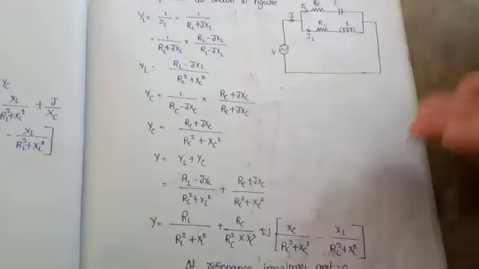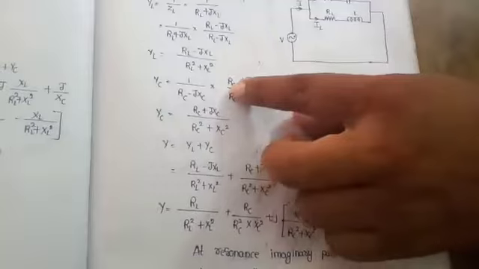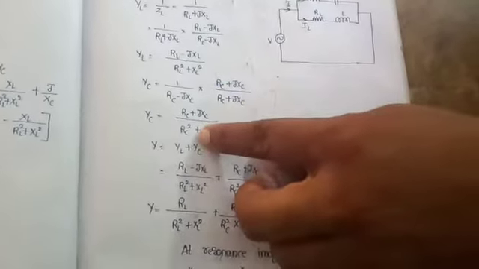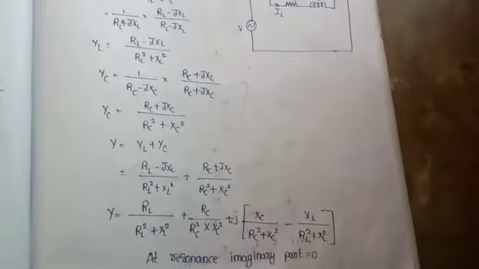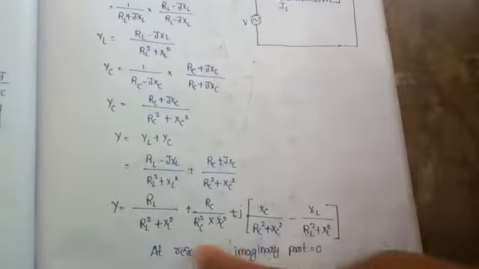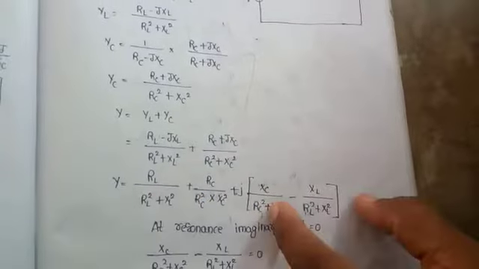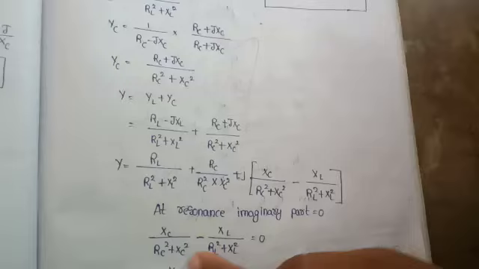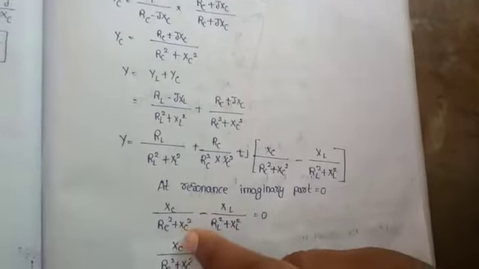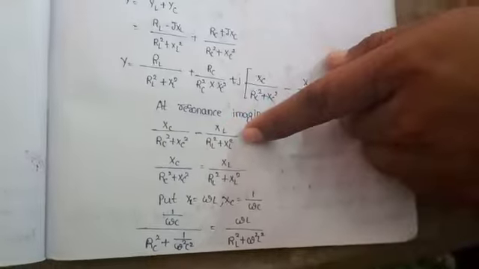In a similar manner, YC equals 1 by RC minus JXC. Rationalizing, it is RC plus JXC by RC square plus XC square. Now the total admittance equals YL plus YC; rearrange and separate the real part and the imaginary part. At resonance condition, the imaginary part equals 0. So that is XC by RC square plus XC square, minus XL by RL square plus XL square.